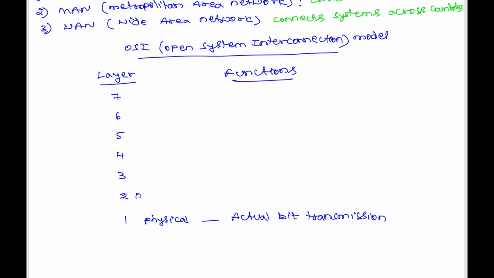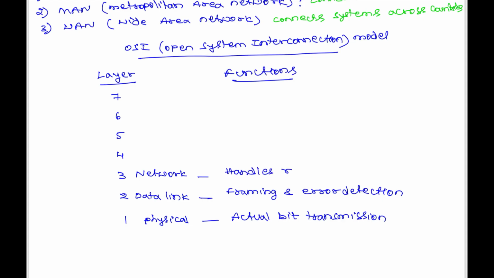And the next layer is the data link layer. The data link layer is used for framing and error detection. In the second unit, we are going to study it in detail. The third one is the network layer. This network layer handles routing and IP addresses.